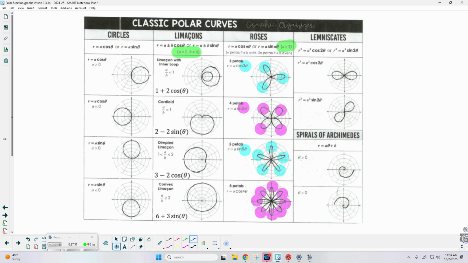You remember how cosine and sine, when we were looking at circles, if it was cosine, it was along the x-axis, sine was along the y-axis. The exact same thing is going to apply here.